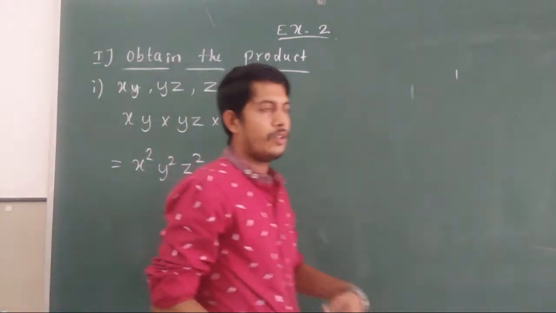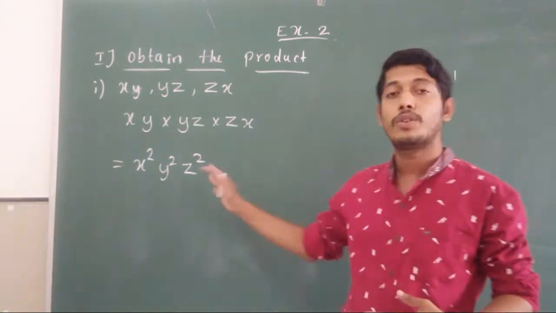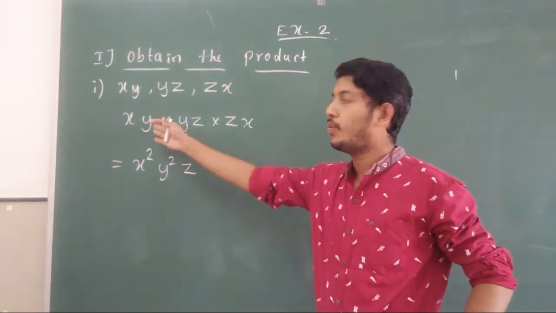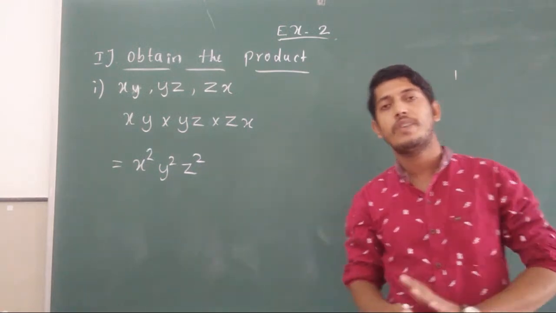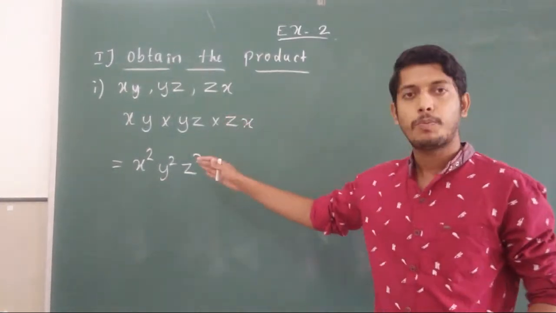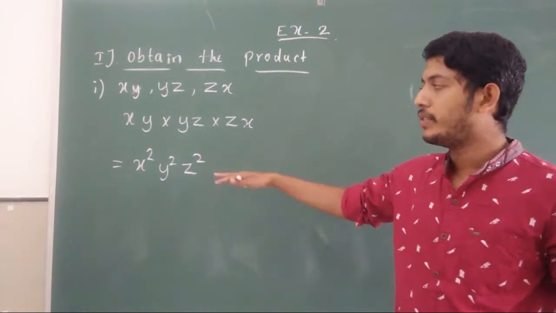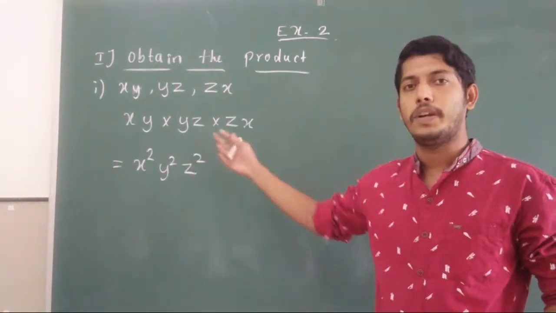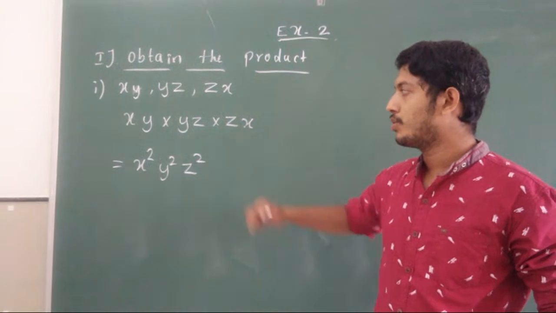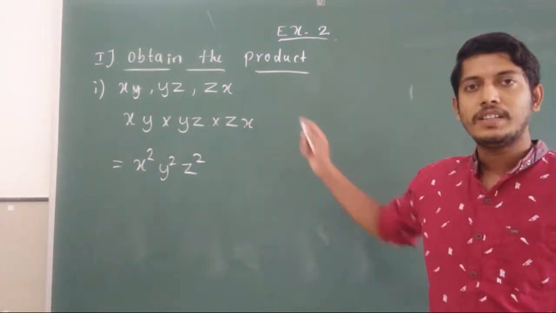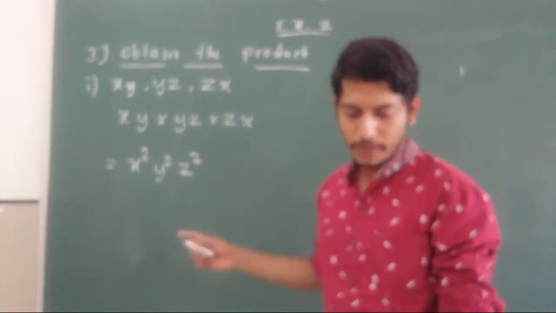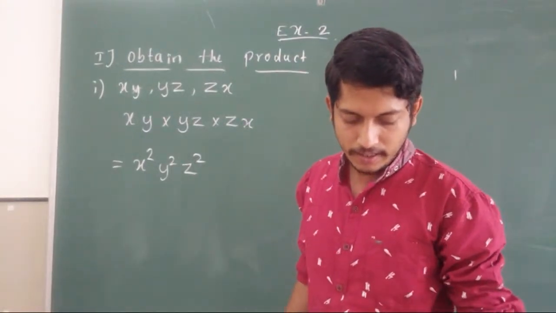Here we need not worry about addition or subtraction. If x and y are different variables, then in addition or subtraction we can't add or subtract them. But in finding products, or in division, we can multiply. So the answer for this question is x square into y square into z square. That is the product of these three terms. Just verify your answer.